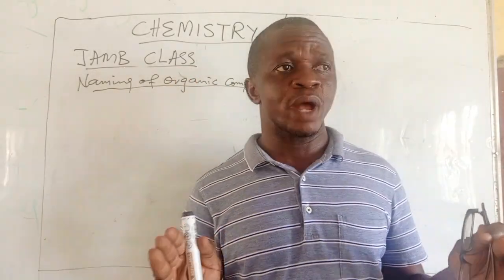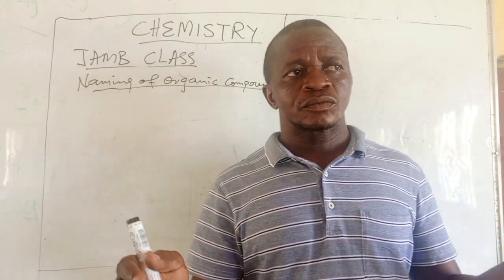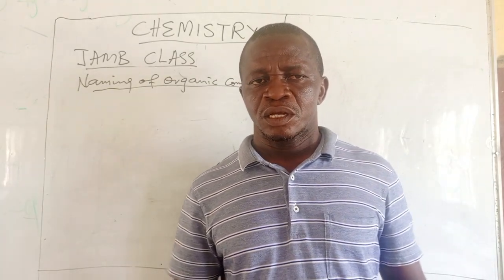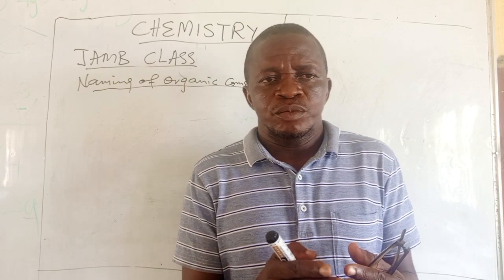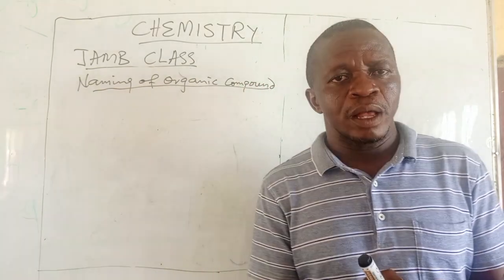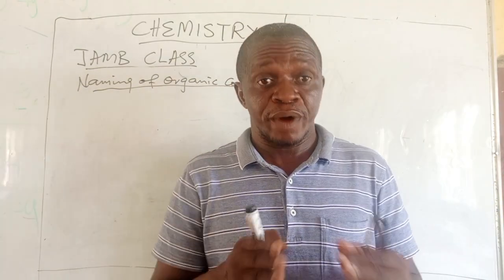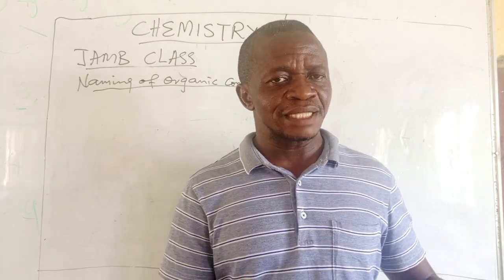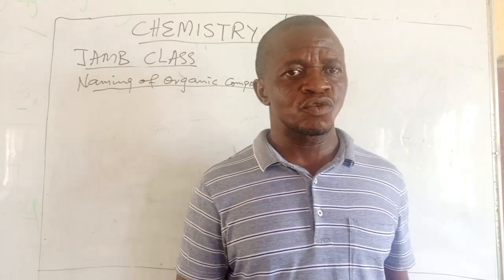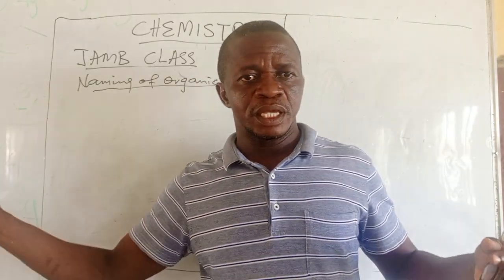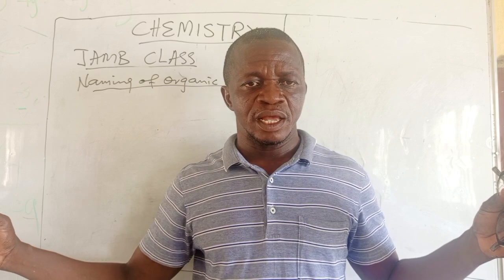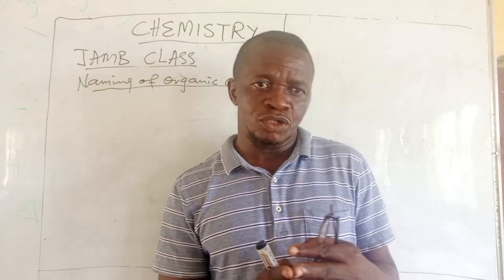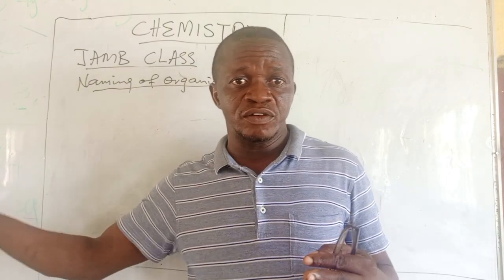Check it very well. And then count the number of carbon atoms that are present. Try to know the functional group present in that organic compound. Start from the end that is closer to that functional group. If from here to here is the compound and the functional group is somewhere here, start from this side because it's closer to the functional group than this side.